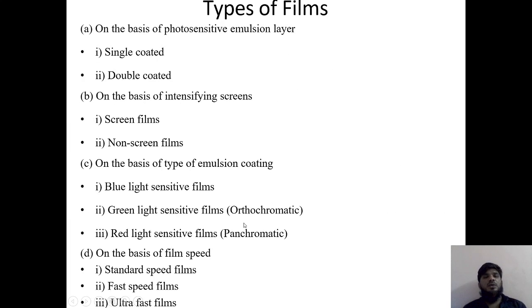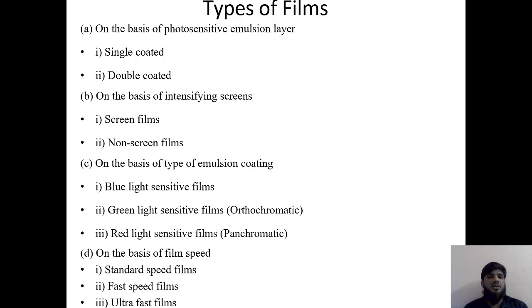Okay, so we have different types of films. One is single coated, double coated, screen films, non-screen films. These screen films are nothing but films with screens, like we have seen the different types of screens: fluorescent screens, either salt screens, copper screens, or lead screens. Non-screen films will also be there, which are used in rare cases.